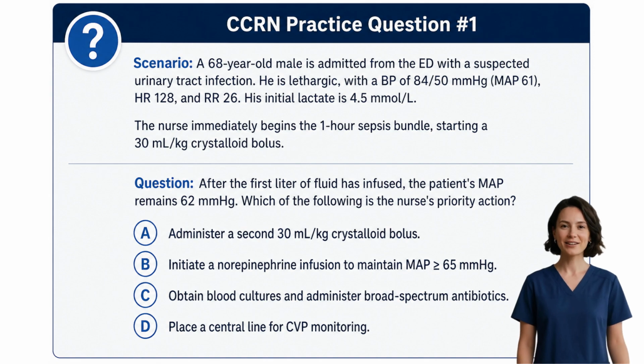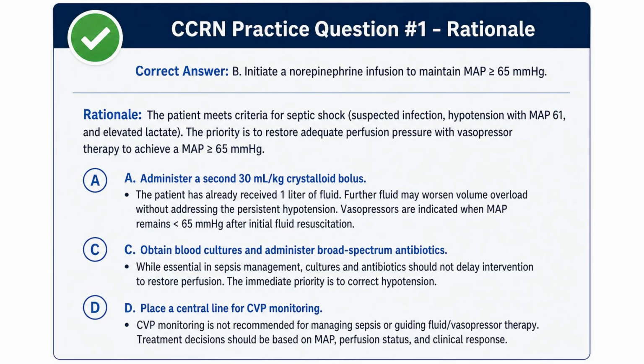A. Give a second 30 mL/kg bolus. B. Start a norepinephrine infusion. C. Get cultures and give antibiotics. Or D. Place a central line. Feel free to pause the video to consider your answer. The correct answer is B. Initiate a norepinephrine infusion. Why?